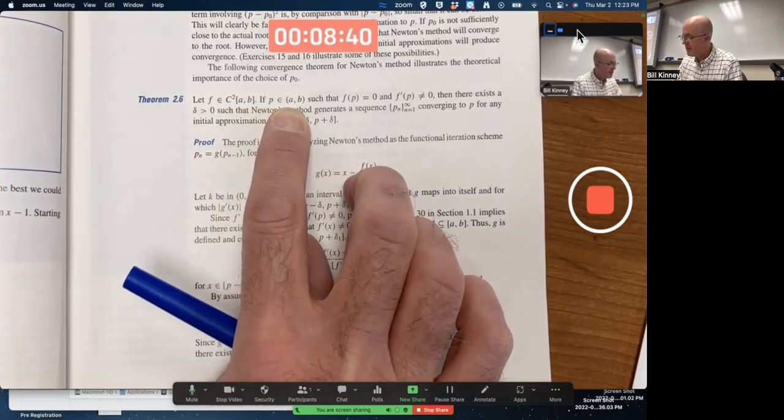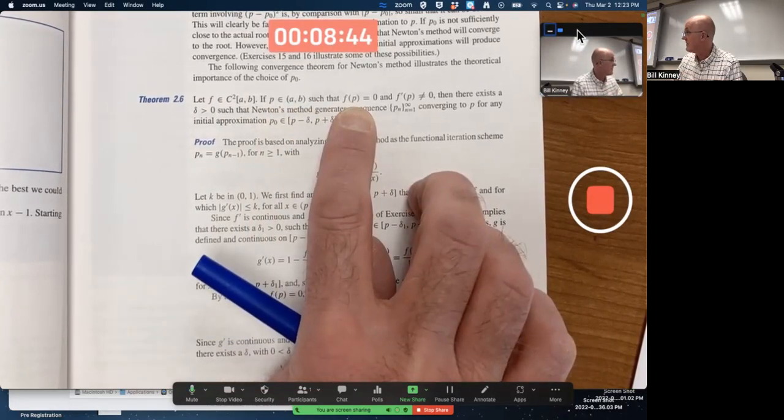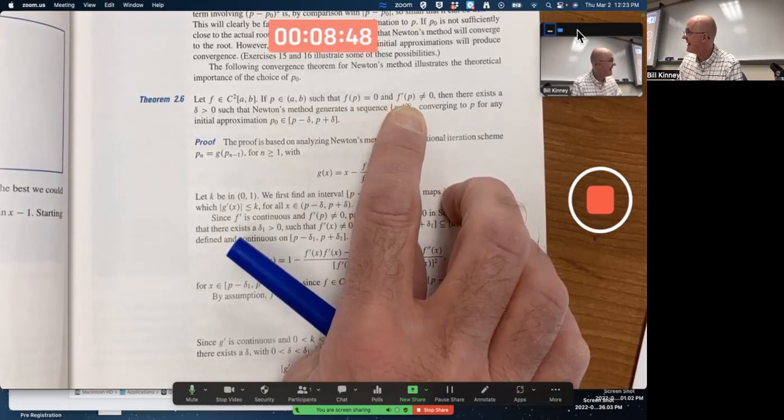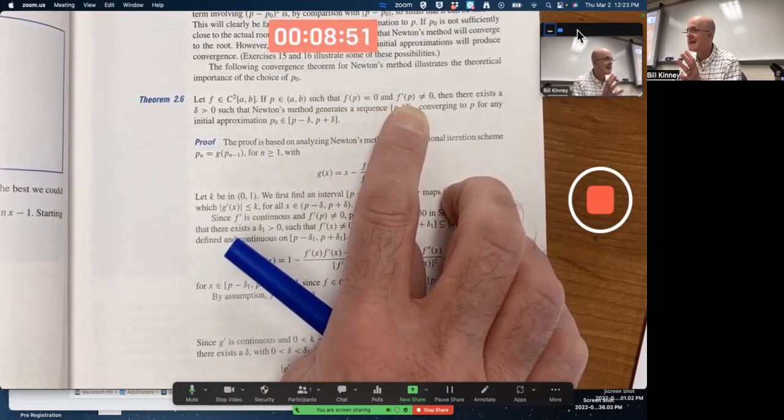If p is a point in (a,b), the open interval from a to b, that's a root of f, so f(p) equals 0, and whose derivative at p is non-zero. So think about this geometrically. That means the slope of f as you go through the root there is non-zero. You've got a non-zero slope. You have a slanted crossing of the x-axis when you graph it.